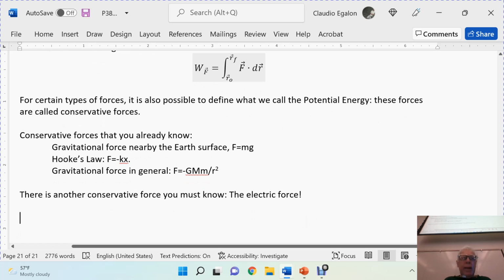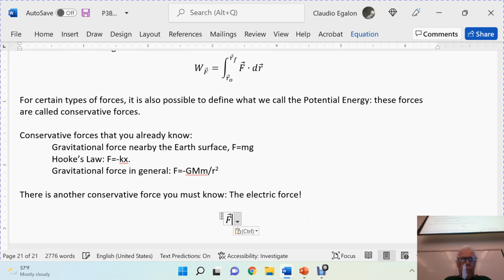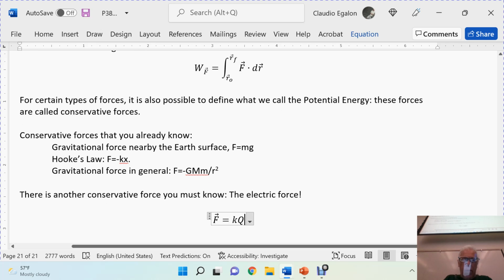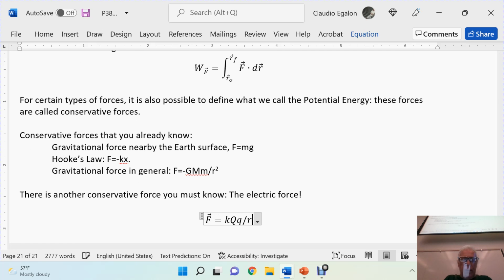Unless you write the electric force, you can prove that mathematically. I'm not gonna prove it, so you have to take my word for that.